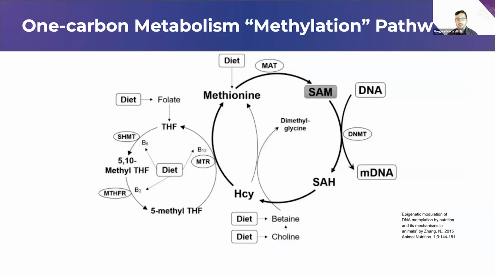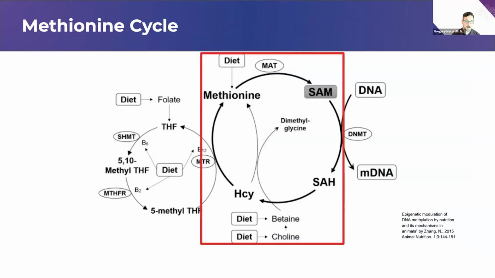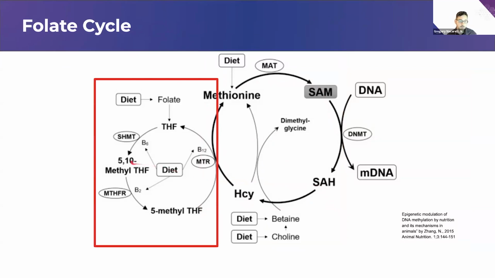When we refer to methylation pathways, we're really referring to one carbon metabolism, one carbon being that methyl group, which contains one carbon. This could break down into several different areas, but the main areas I'll cover today start with the methionine cycle. This includes homocysteine being converted into methionine, which then gets converted into S-adenosyl methionine, which then gets converted into S-adenosyl homocysteine. And then there's the other part of the cycle, which is the folate cycle.